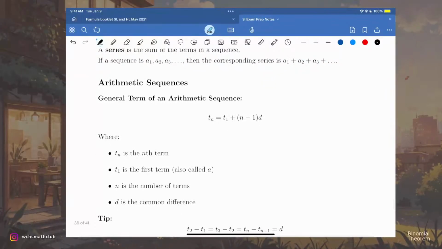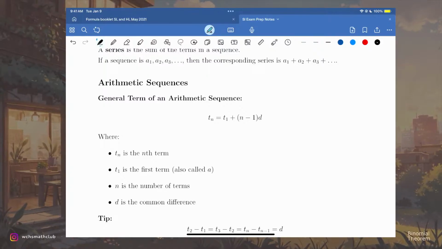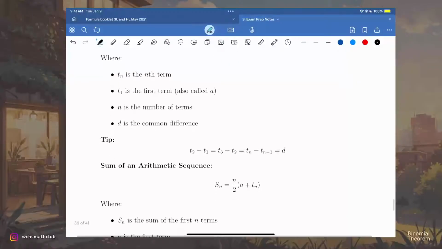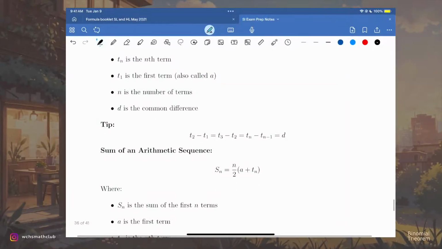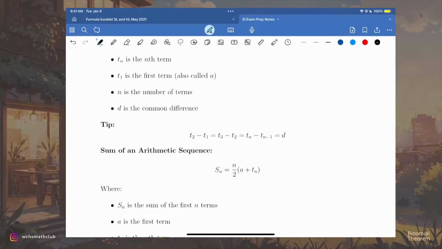So for an arithmetic sequence, the general term is Tn equals T1 plus n minus 1 times d, where T1 is the first term, n is the number of terms that you want to find, and d is the common difference between each consecutive term. A general tip is that T2 minus T1 equals T3 minus T2, which is also equal to Tn minus Tn minus 1, which equals the common difference d.